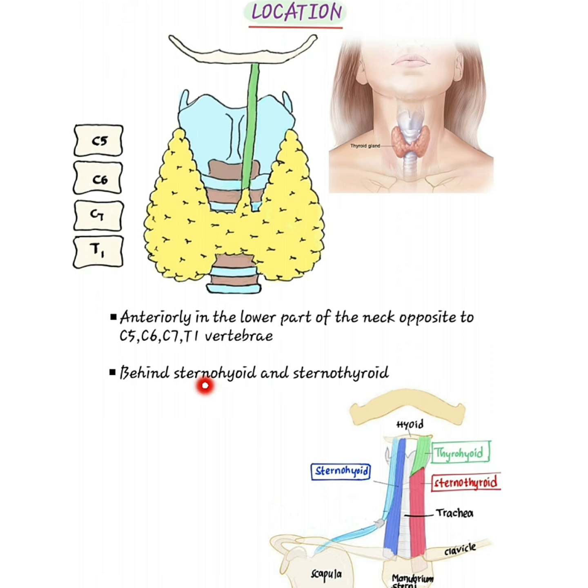It lies behind sternohyoid and sternothyroid. Sternohyoid extends from sternum to hyoid bone. Sternothyroid extends from sternum to oblique line of thyroid cartilage. The thyroid gland lies behind sternohyoid and sternothyroid. So what is the location of thyroid gland? It is located anteriorly in the lower part of the neck opposite to C5, C6, C7, T1 vertebrae. It lies behind sternohyoid and sternothyroid.